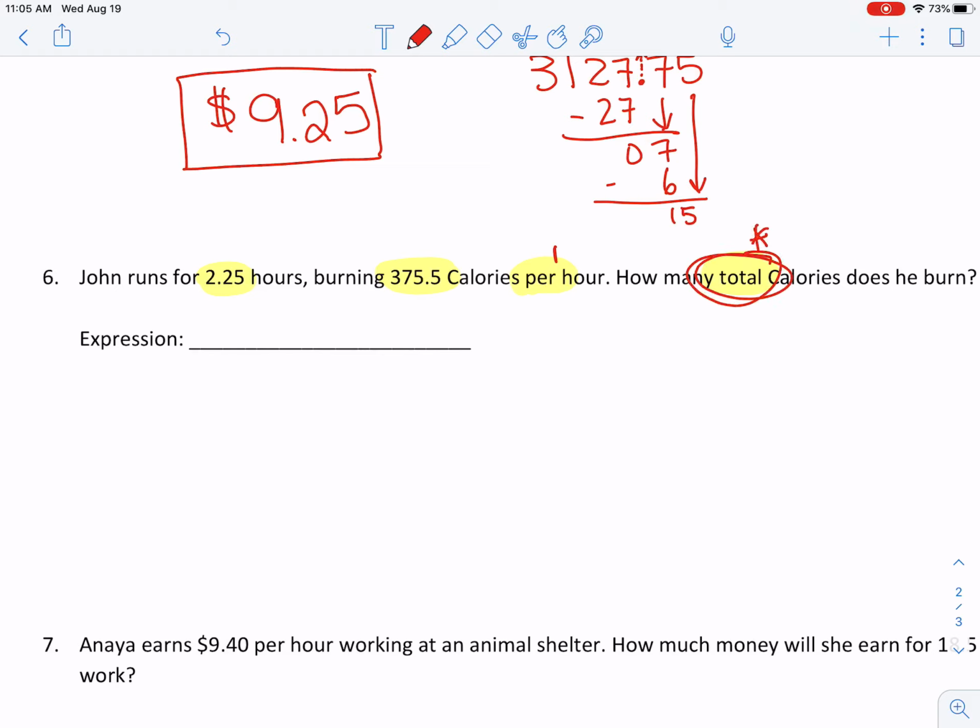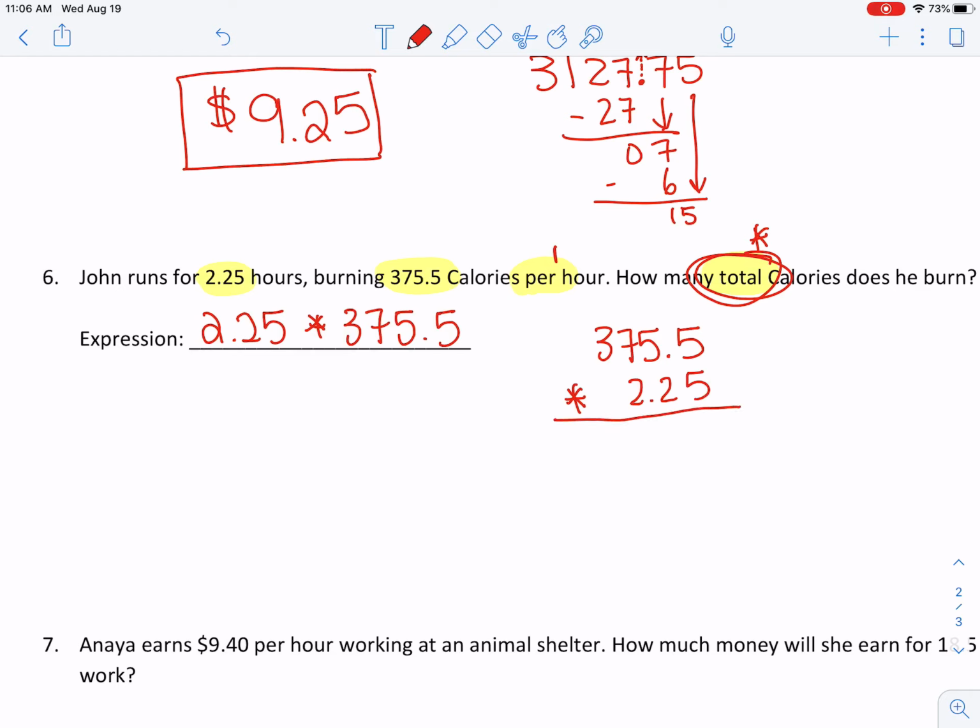So this total means multiplication right there. So we can just write this expression as 2.25 times 375.5, and this should give us our answer. So I'm going to use the rules and steps that we learned, and I'm going to align these 2 numbers all the way to the right. One little tip that I would like to give you is that you should always try to put the number that has more digits on the top of your multiplication problem. That makes it a lot easier.